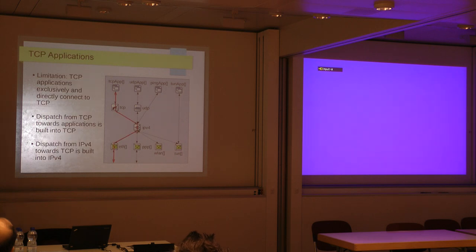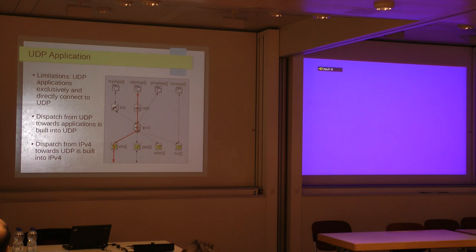If you look at the TCP application, currently it's exclusively and directly connected to TCP, and the red arrow here displays the way the packets travel through the host. In the downward direction, there's no dispatch involved, so the application simply sends to TCP and TCP sends to IPv4, that's all. But in the upward direction, IPv4 has to dispatch between the transport protocols, and also TCP has to dispatch between the applications. That's important. These dispatch mechanisms are built into these components.